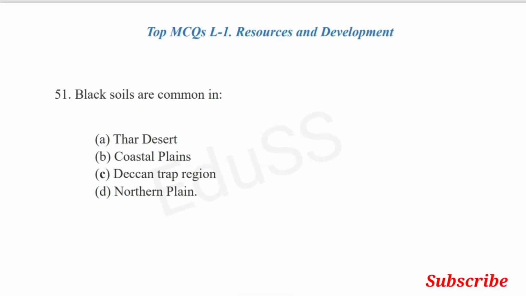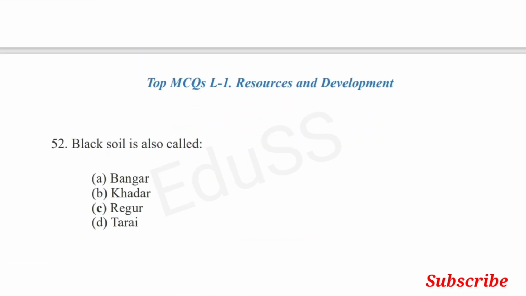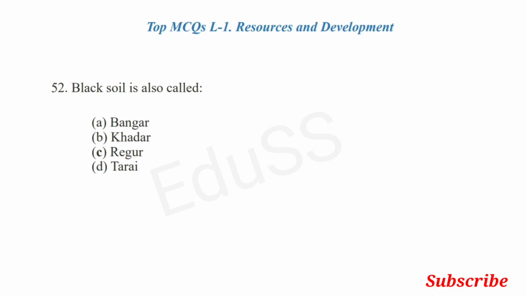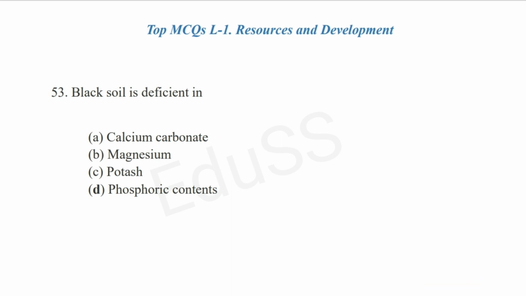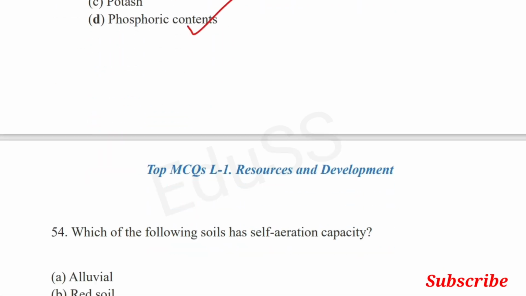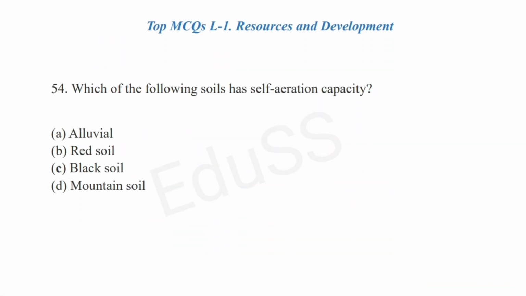Next. Black soils are found in the Deccan Trough region. Next. Black soil is also called regar soil. Next. Black soil is deficient in what? It is deficient in phosphoric contents. Which of the following soils has self-aeration capacity? The self-aeration capacity is found in black soil.